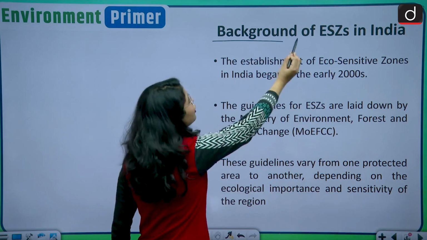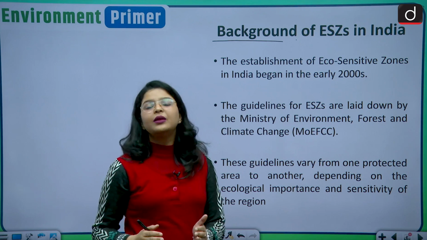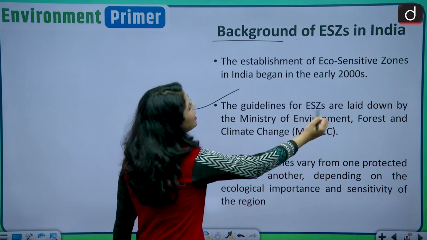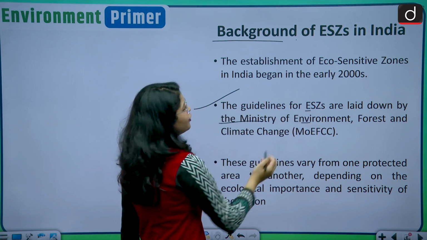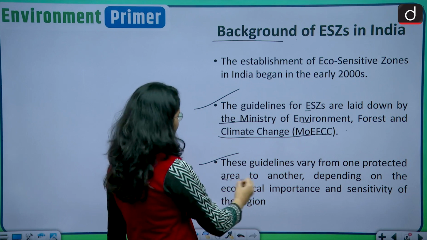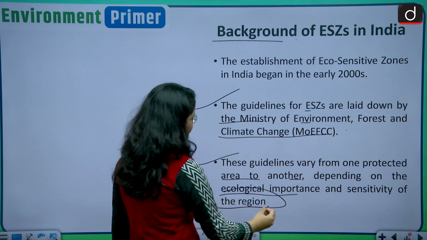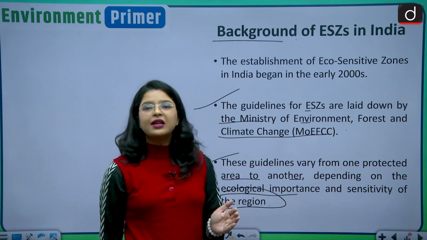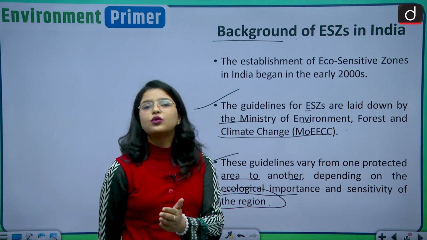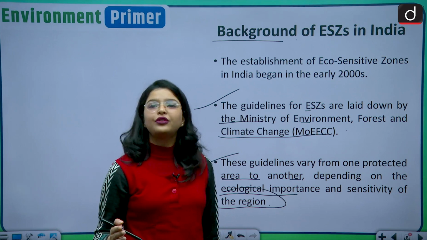Moving forward, let us discuss the background of the creation of eco-sensitive zones in India. They started being created from the 2000s itself, and the guidelines of ESZs are laid down by the Ministry of Environment, Forest and Climate Change. These guidelines vary from one protected area to another depending on the ecological importance and sensitivity of the region. Now let us understand the years from which the framework regarding eco-sensitive zones was finally created.